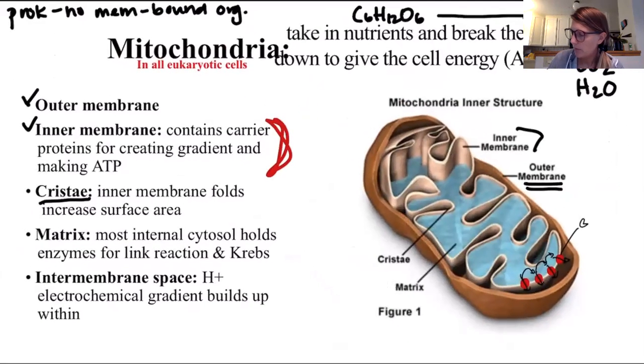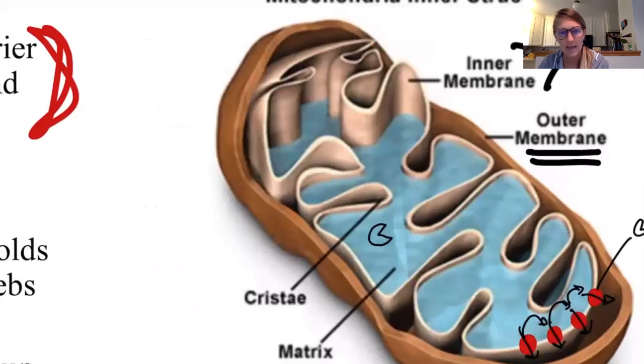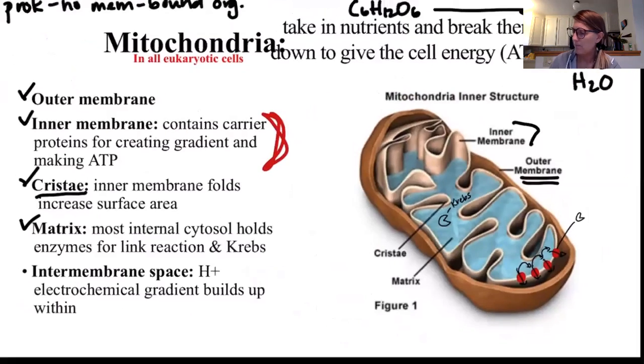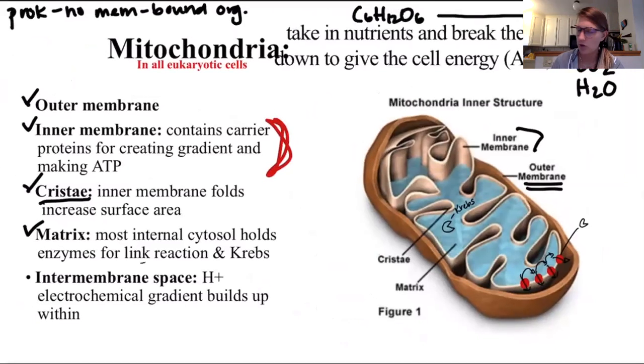So the inner membrane is folded into these cristae to increase surface area. The inside of the mitochondria, shown here with this blue watery stuff, is the matrix, and that is the most internal part of the mitochondria. It is also going to hold a lot of enzymes. The matrix has enzymes that are really important for, you may have heard this before, the Krebs cycle, sometimes called the citric acid cycle. And then there's another really important reaction in there, which I'm not going to talk about yet, called pyruvate oxidation, or the link reaction.